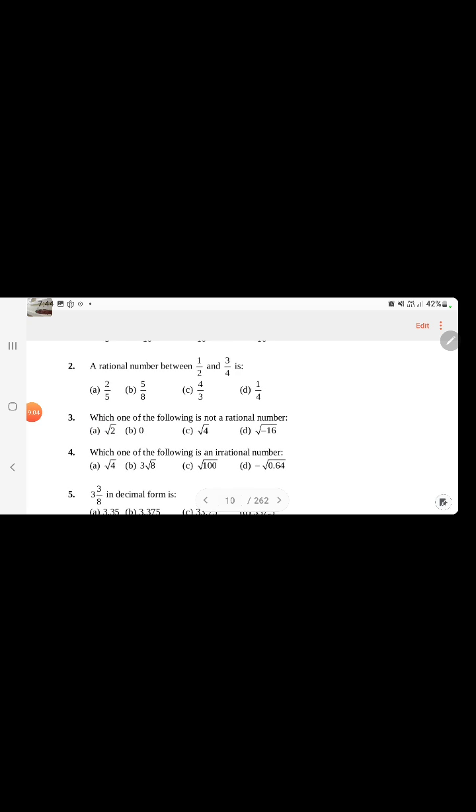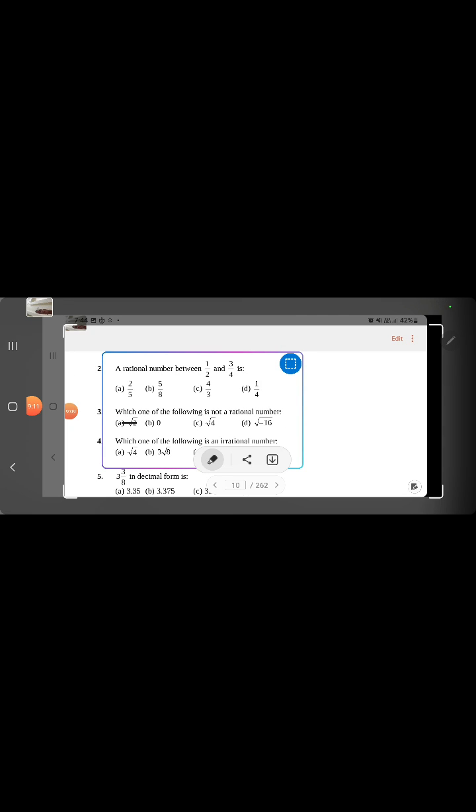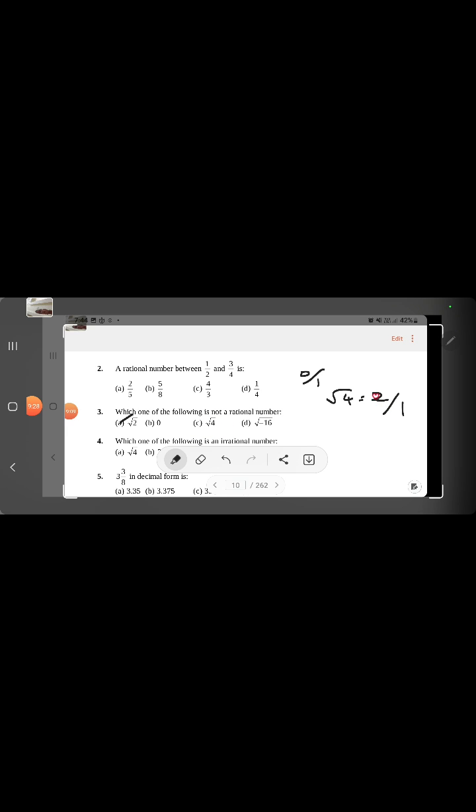So from the given options, which is the irrational one? This one, root 2. The option is root 2. The other numbers you can express in the form of p by q. 0 can be expressed in the form of 0 by 1. Okay, and root 4 is nothing but 2. So you can express root 4 as 2 by 1 in the p by q form. And root of minus 16 is nothing but 4i. So this is an imaginary one.